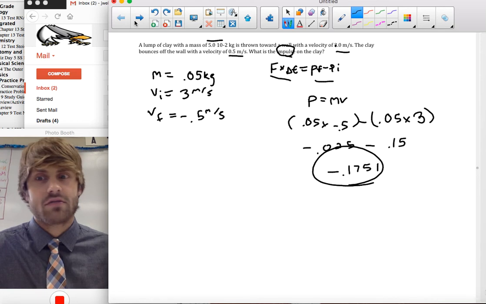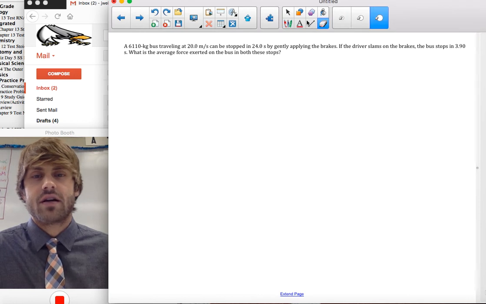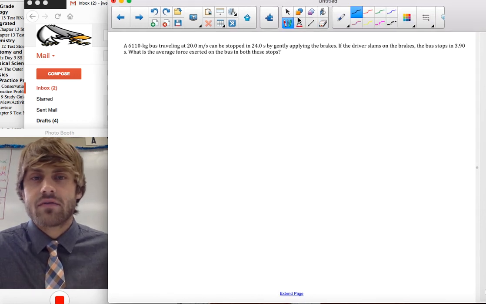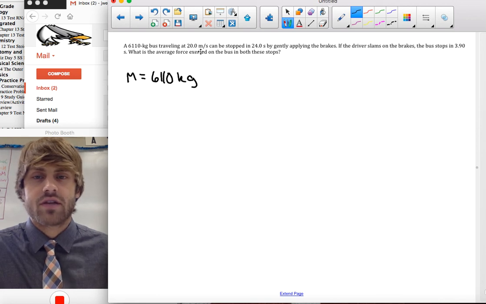Anyway, that one's pretty easy. Here's our next one. Again, this one's not too bad. Here we have A, and then we're given a mass, so I'm going to write that down. Mass is equal to 6,110 kilograms. Traveling at, and then I'm given a velocity initial of 20 meters per second. And it can be stopped in 24 seconds.